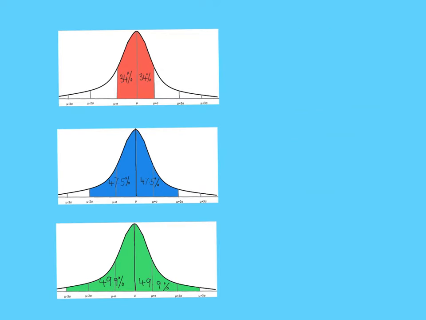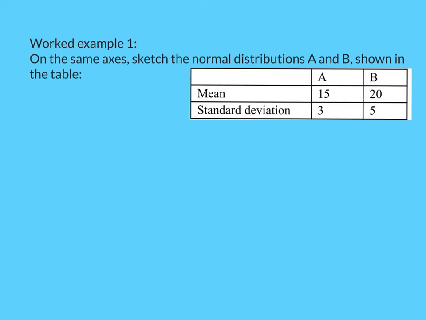So here we are, here's a bit of a summary, and it's a bit clearer. So the first diagram is within 1 standard deviation, the second within 2 standard deviations, and the third within 3 standard deviations. Okay, here's a worked example. This worked example asks us on the same axes to sketch 2 normal distributions shown in the table.